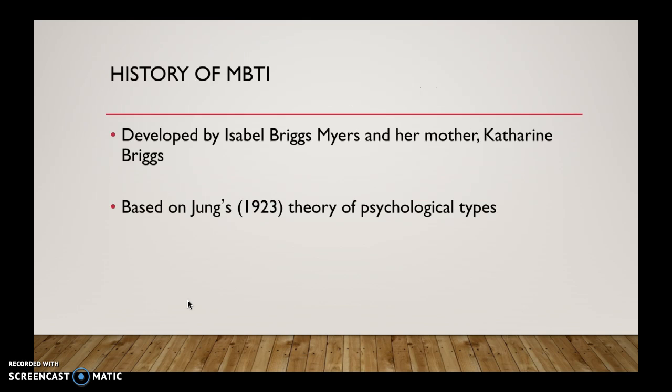So the history of the Myers-Briggs, abbreviated MBTI: it was developed by Isabel Briggs Myers and her mother, Katharine Briggs. A lot of the background from this comes from Jung's 1923 theory of psychological types. It basically overviews different personality types and more of the additional details that we'll get into further in this presentation.